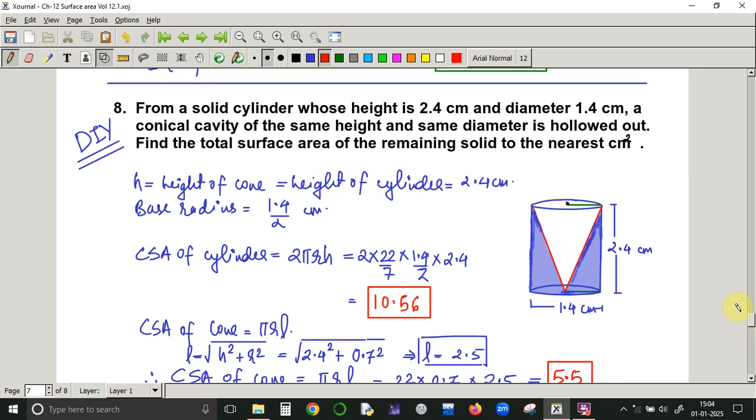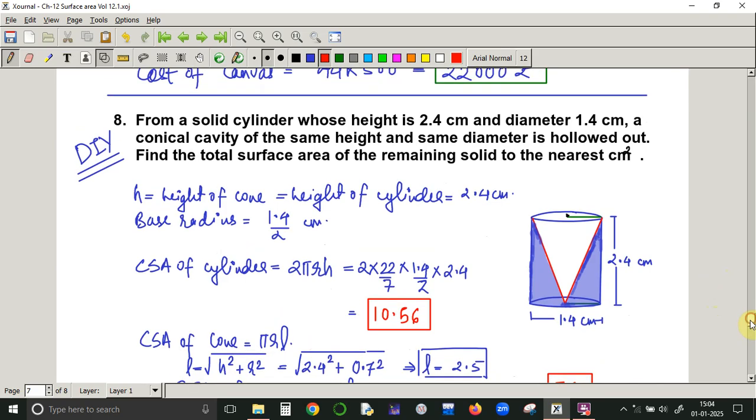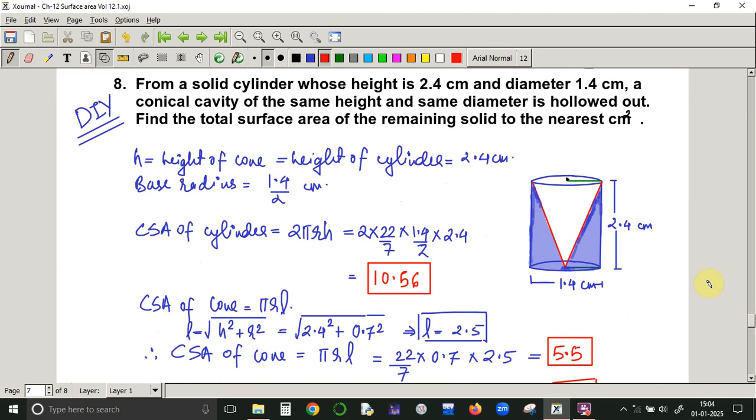Now this 8th question is similar to that hemispherical depression question. But in this case we have a conical depression, a conical cavity. From a solid cylinder whose height is 2.4 centimeter and diameter is 1.4, a conical cavity of the same height and same diameter is cut out. Find the total surface area of the remaining solid.